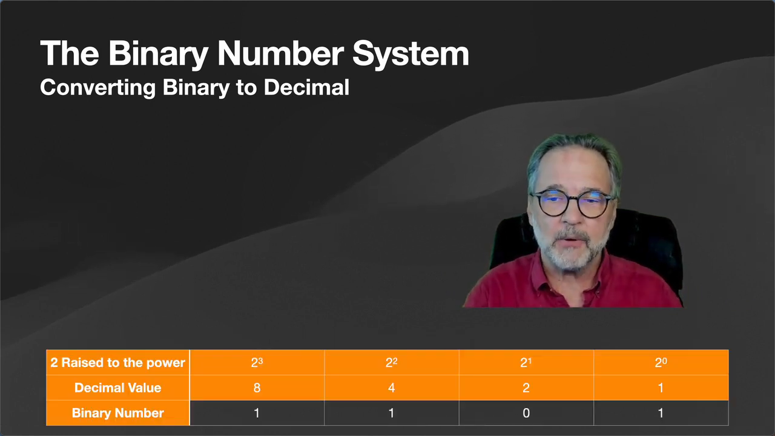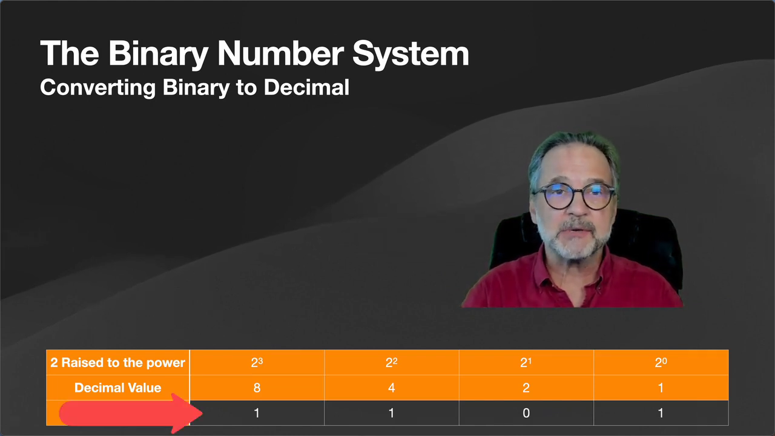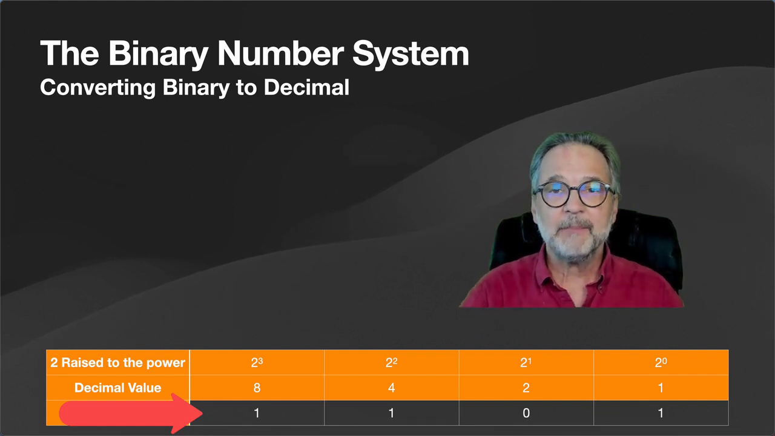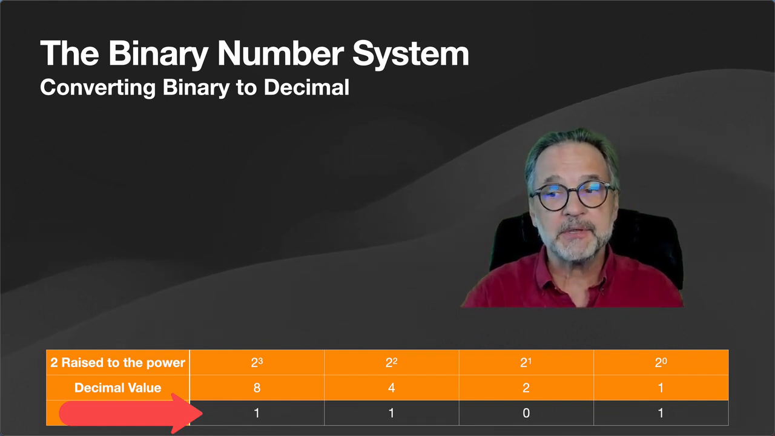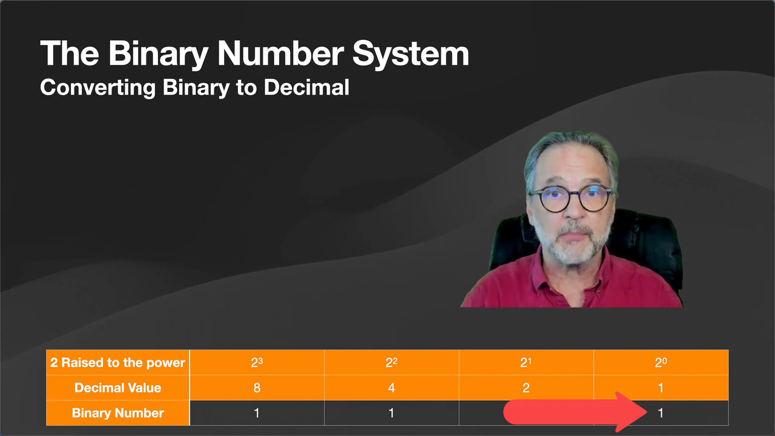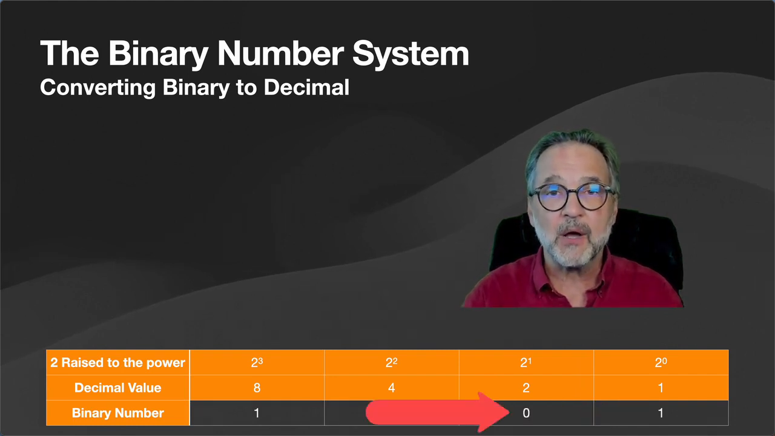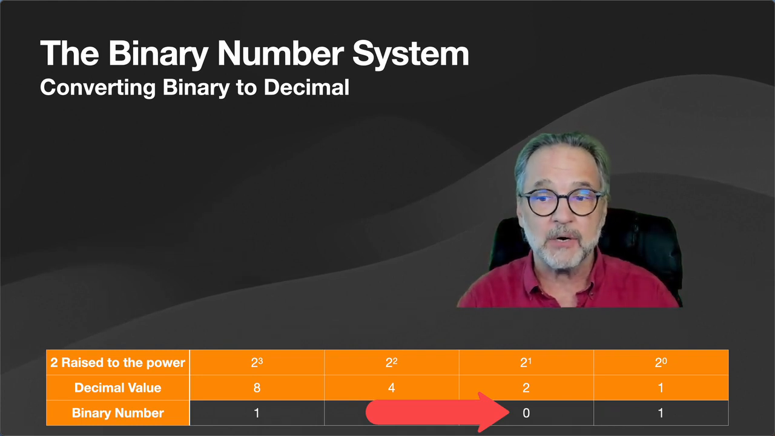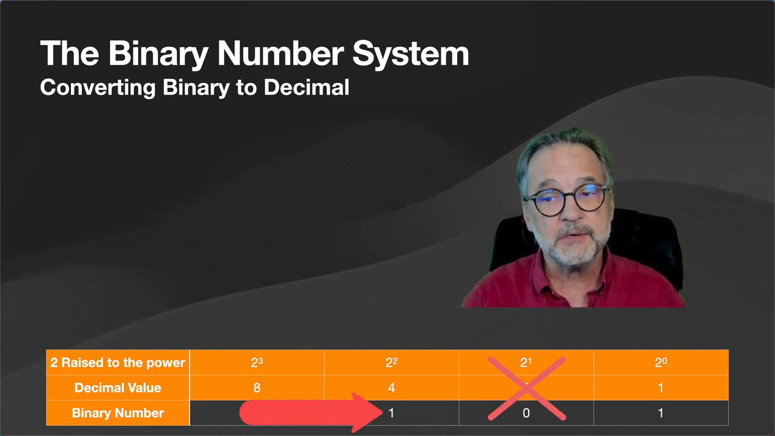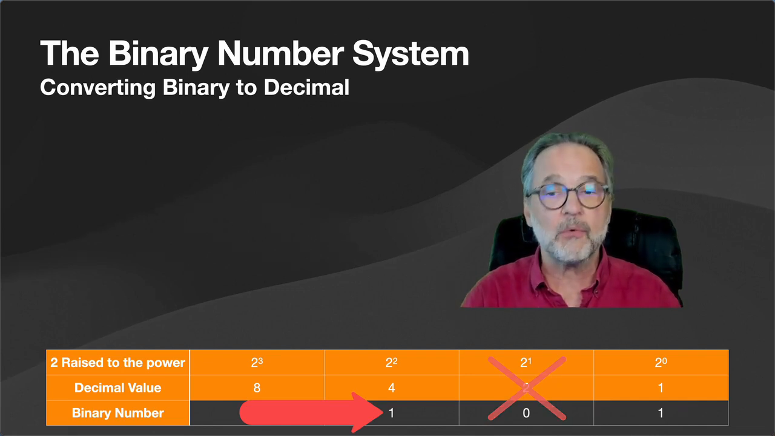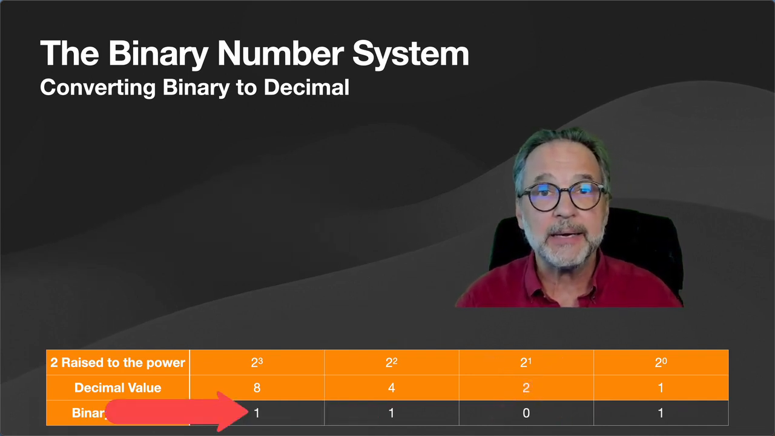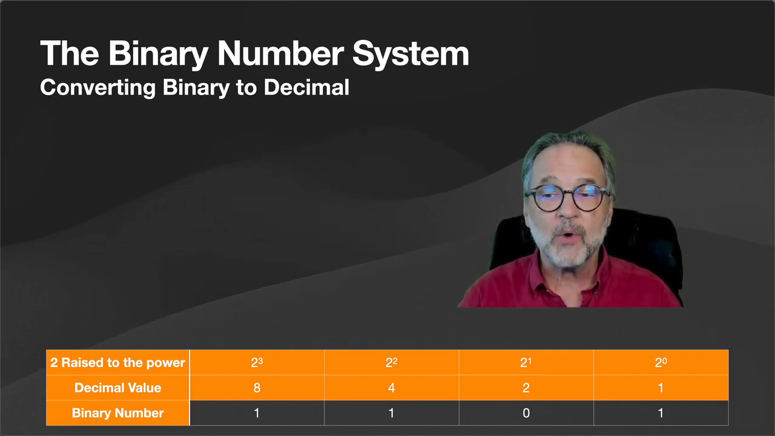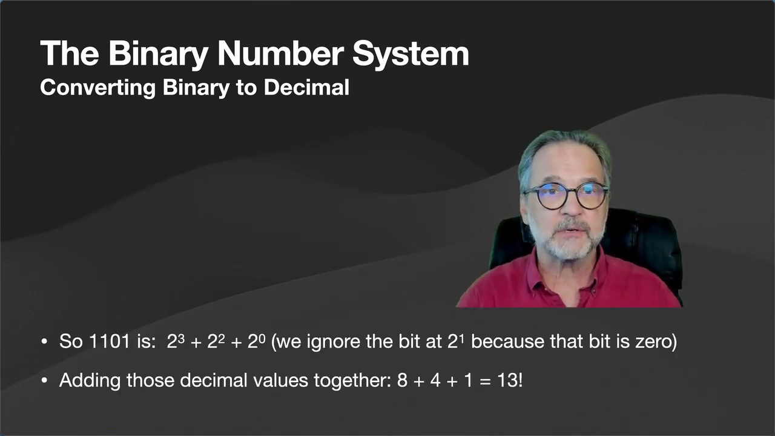So here's an example. The binary number here is on the bottom. It's 1101. So what does that mean? That means that the 1 under 2 to the 0, we're going to use that in our number. The 2 under the 2 to the 1, we're not going to use that because that binary digit is a 0. The 4 under the 2 to the 2, that's a 1 there, so we're going to use that 4. The 8 under the 2 to the 3, we're going to use that because that's a 1. So then what we'll do is we'll add 8, 4, and 1 together, and I believe that gives us 13.